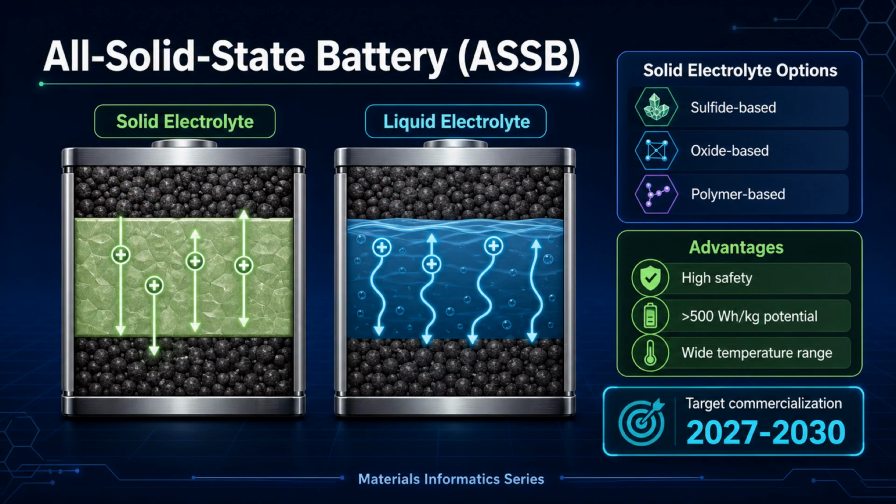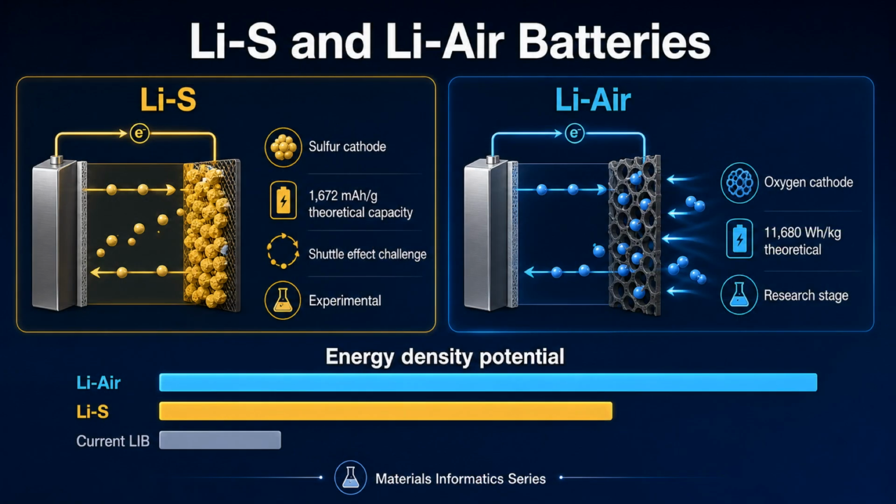All solid-state batteries replace the liquid electrolyte with a solid material. This offers tremendous advantages: no leakage risk, higher safety, potential for energy densities exceeding 500 watt-hours per kilogram, and operation across a wider temperature range. Solid electrolyte options include sulfides, oxides, and polymers. Major automakers like Toyota are targeting commercialization by 2027.